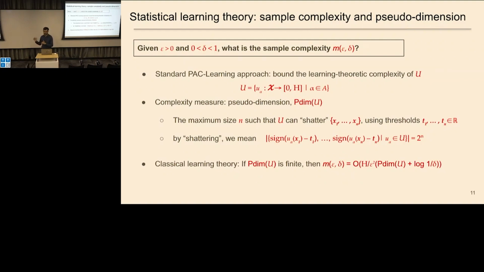And you also have this result which says, if your pseudo-dimension is finite, then you can give an upper bound on the sample complexity in terms of the pseudo-dimension. All right, so the rest of the goal here is to actually bound the pseudo-dimension, understand the complexity of this function class and bound the pseudo-dimension.